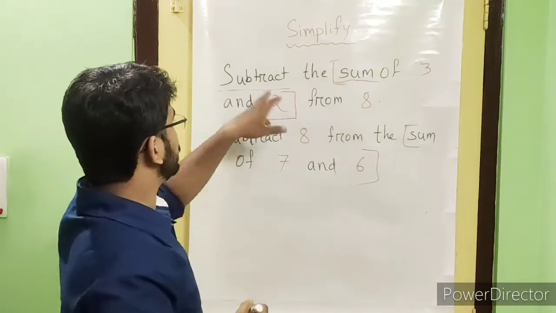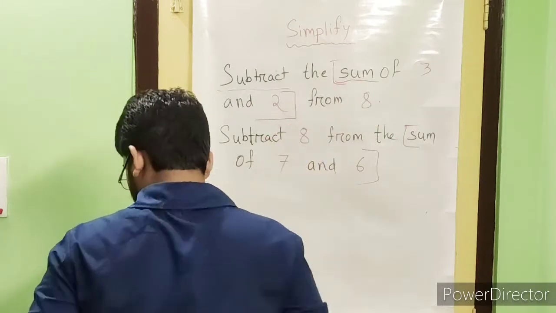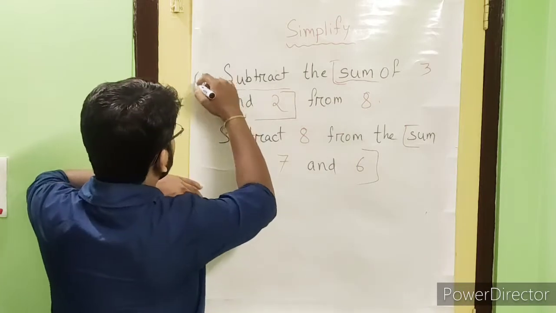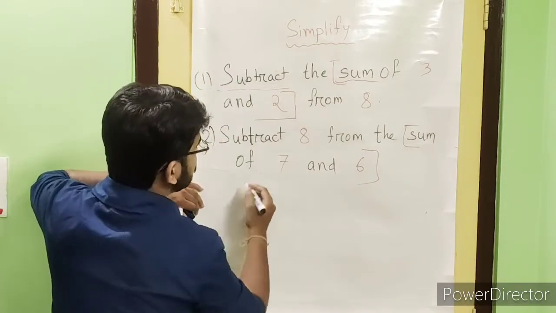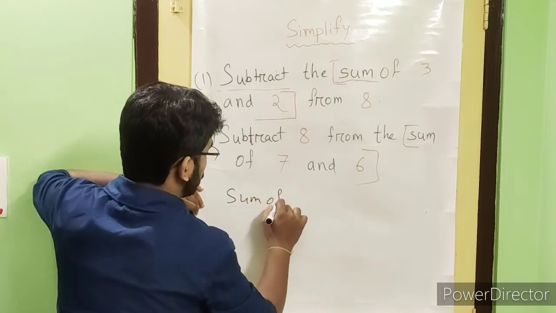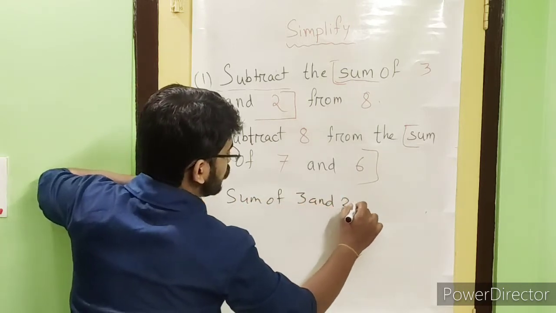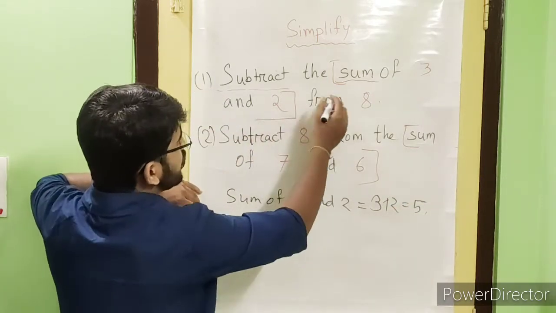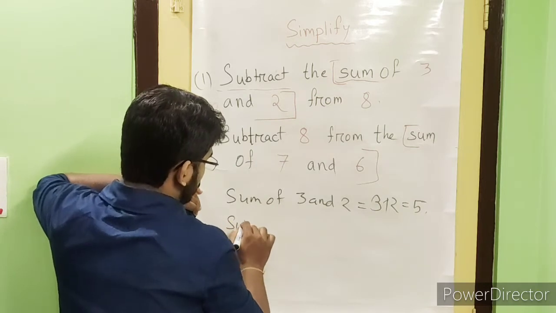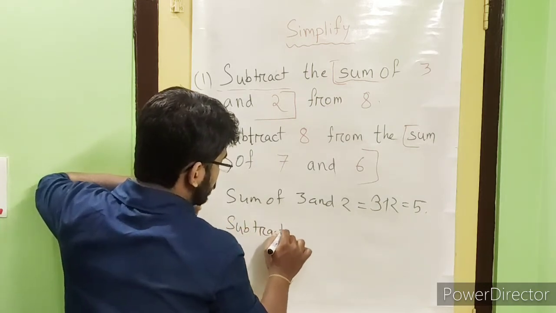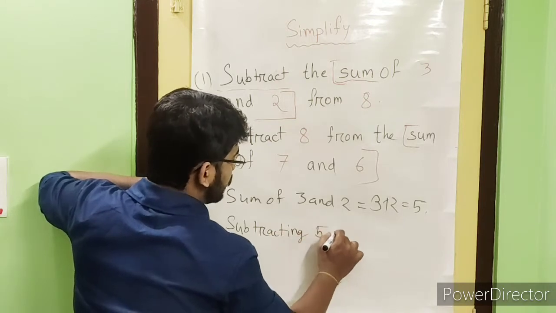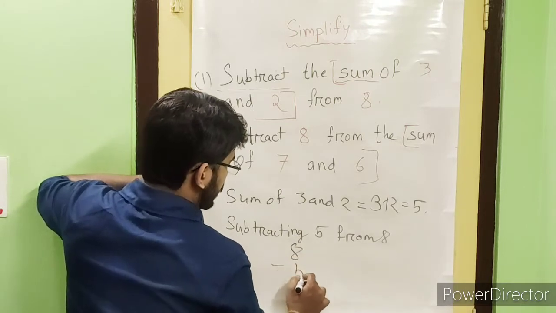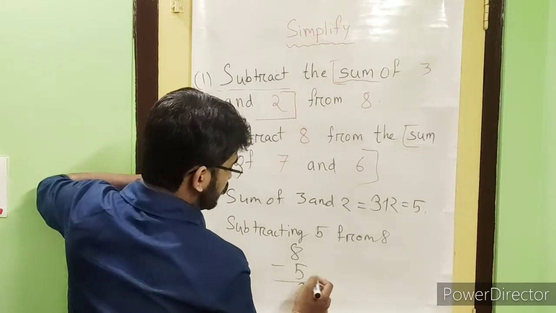ঠিক আছে, এবার কিভাবে করা যায়? Subtract the sum of 3 and 2. তাহলে ফার্স্ট আমার স্টেপ কি? স্টেপ 1 হচ্ছে আগে সাম খোঁজা। That means এটা নাম্বার 1, এটা নাম্বার 2. So sum of 3 and 2 is equal to 3 plus 2 equals 5. Subtracting 5 from 8 means 8 minus 5. 8 minus 5 equals 3.